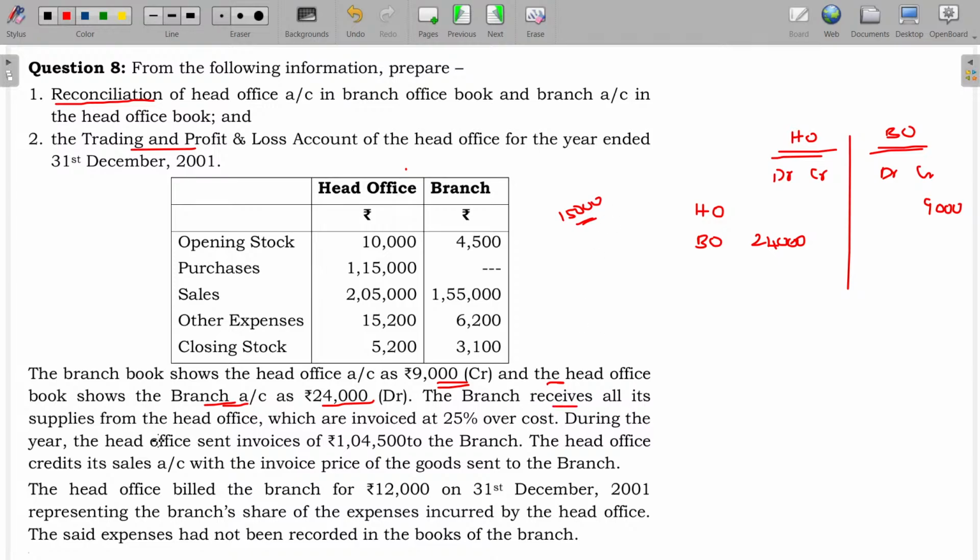The branch receives all its supplies from the head office, which are invoiced at 25% over the cost. So any goods transferred from here to here are at cost plus 25%. That's how the goods are transferred, at invoice price. During the year, the head office sent goods invoiced at rupees 1,04,500 to the branch. Head office credits its sales account with the invoice price of the goods sent to the branch.